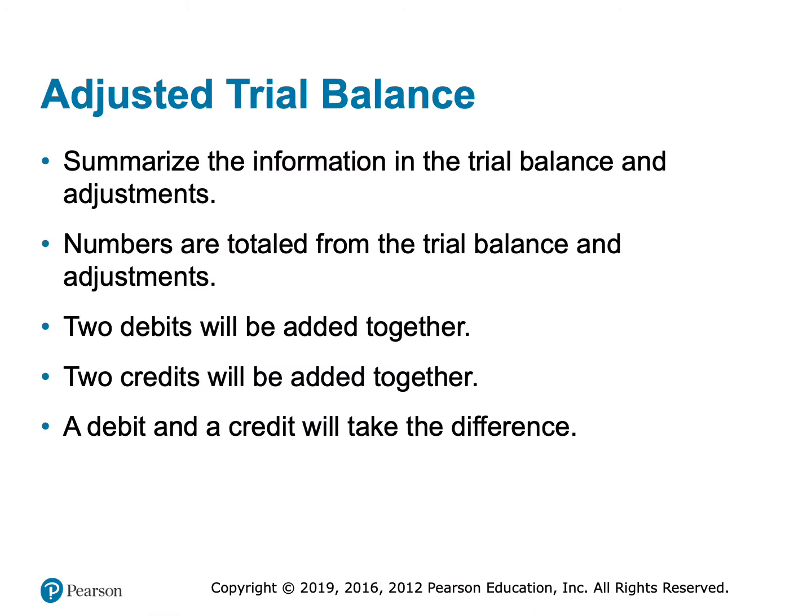So now we're ready to do what's called the adjusted trial balance. So that's just summarizing the information on the trial balance and then updating those accounts that need to be updated because of the adjustments. So if we had a debit balance in the trial balance and an adjustment of a debit, we'll add those amounts together. If we had a debit balance in the trial balance and a credit in the adjustments column, we'll subtract those. And the same way, if we had a credit and then a debit, we'll subtract. And if we have two credits, we'll add. So just like we do in the T accounts, we're going to do the same thing in the columns now.